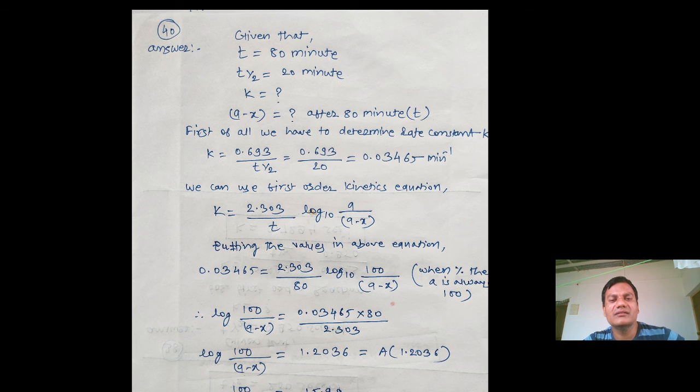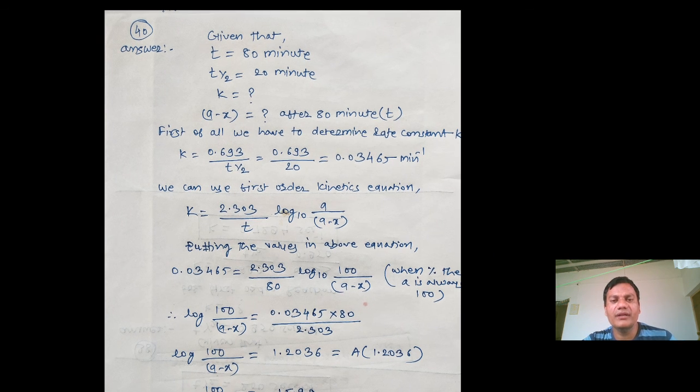In this case, when the percentage is asked for the concentration, the initial concentration of the reactant is always considered to be 100. So it is 100 upon a minus x. We have to determine this factor a minus x. So log to the base 10, 100 upon a minus x, is equal to k t upon 2.303: the 80 in division goes to the left hand side into multiplication.